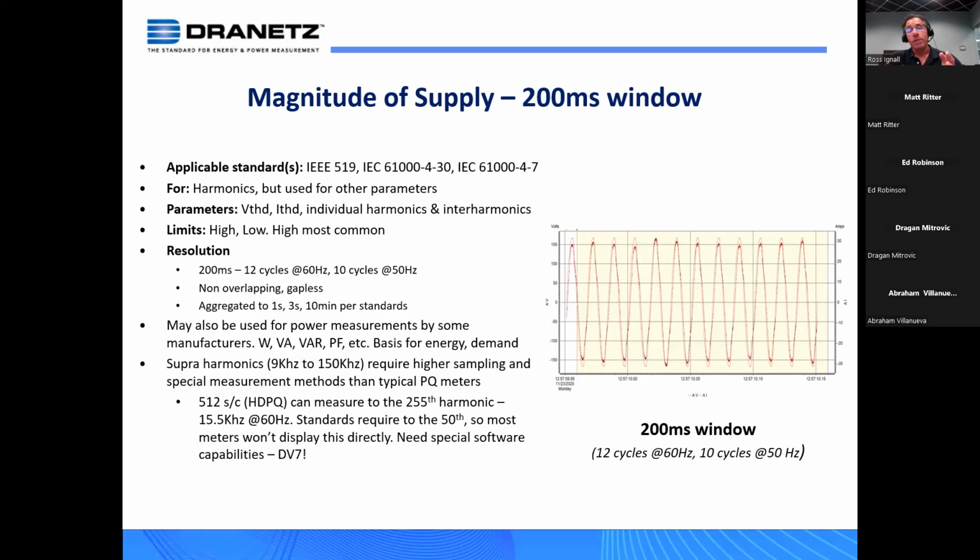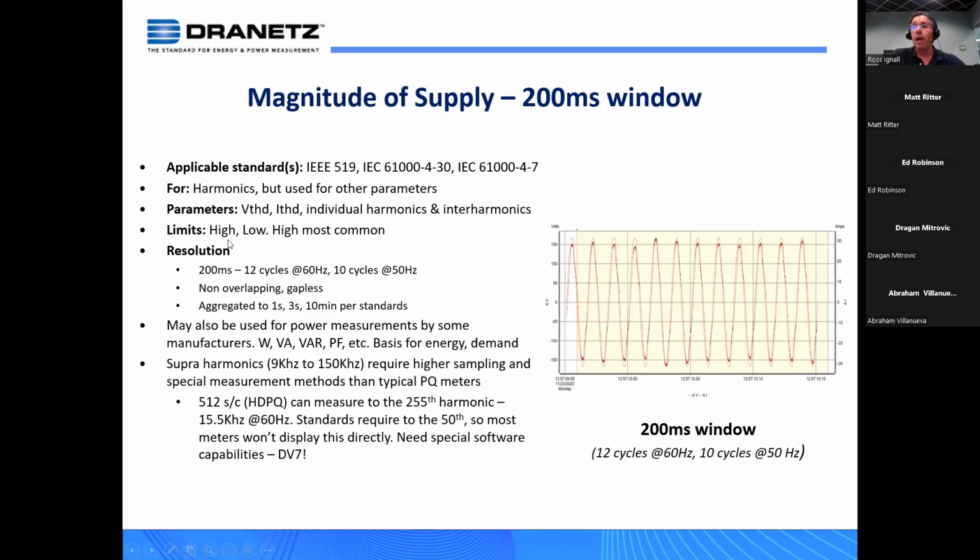So we're not looking at one cycle, we're looking at 200 milliseconds worth of information, which is brought up again, 12 cycles at 60 hertz and 10 cycles at 50 hertz. So again, primarily used for harmonics, although they're used for other parameters. So you'll see VTHD, ITHD, individual harmonics, interharmonics. This is the basis for those measurements of compliant meters, let's say, again, the 200 millisecond window.